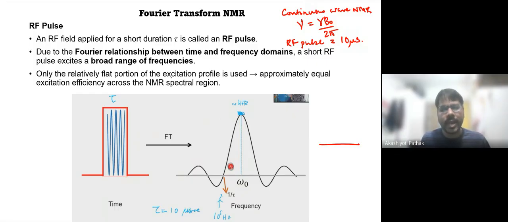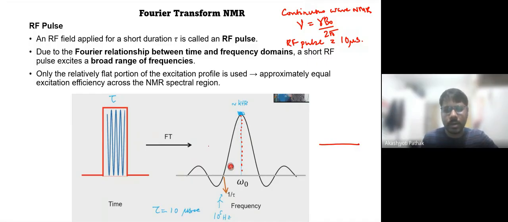Only the relatively flat portion of the excitation profile is used, which gives approximately equal excitation efficiency across the NMR spectral region. When this is converted into the frequency domain, we can see that a broad range of frequencies is excited. The frequency peak that we get is quite broad, but we consider the middle value, and that middle frequency will be considered as the frequency of that particular nucleus. Okay.